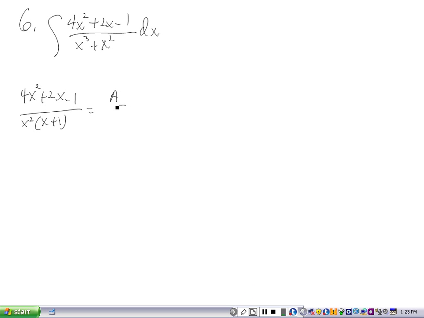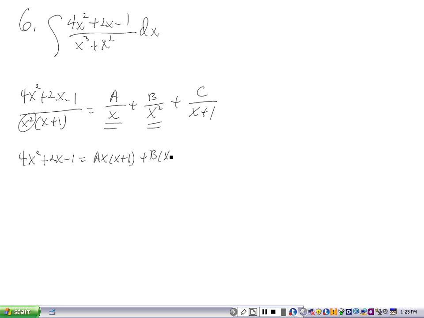Now we do our partial fractions method. This is a over x plus b over x squared. You have a repeating term, so this is how we write it. Plus c over x plus 1. Now you multiply both sides of this equation by the LCD, and that gives us on the left side 4x squared plus 2x minus 1 is equal to a times x times x plus 1, plus b times x plus 1, plus c times x squared.